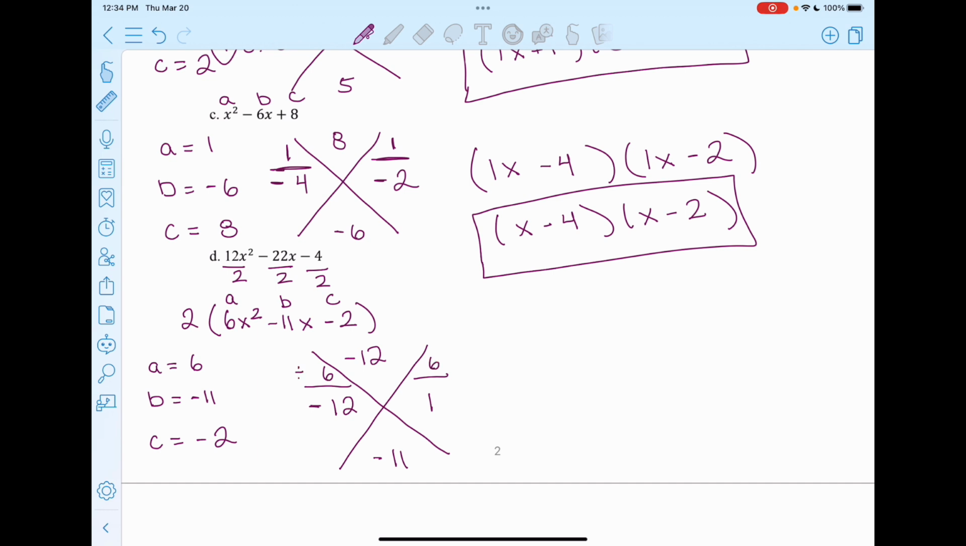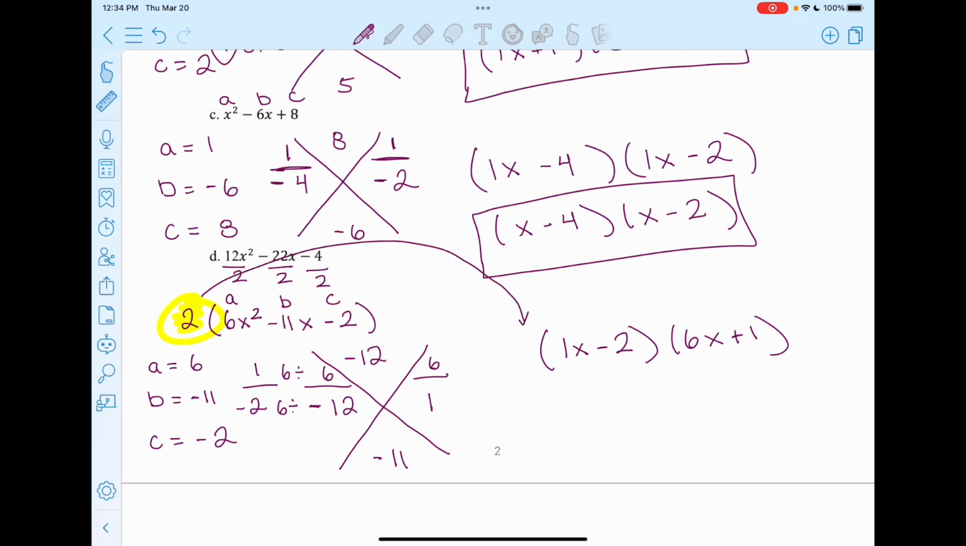Both 6 and negative 12 can be divided by 6. This will get me 1 over negative 2. So my binomials are 1x minus 2 and 6x plus 1. If you factor out a GCF, since it's on the outside, don't forget that it still should be on the outside even after your magic x.